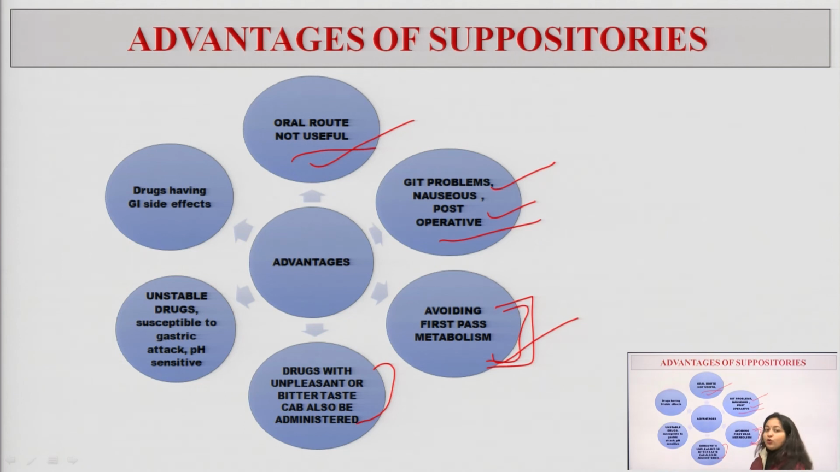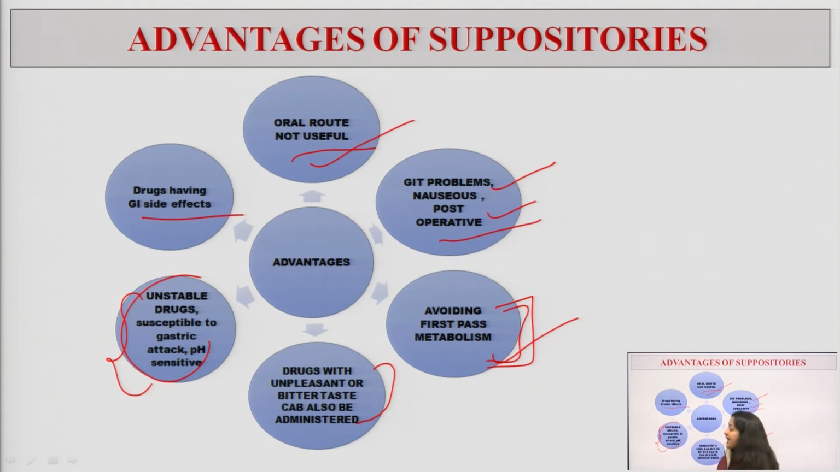Drugs with unpleasant odor or bitter taste can also be administered. So if a drug has an unpleasant taste and the patient does not accept that drug, in such cases also we can formulate the suppository of that particular medicament. Now, unstable drugs which are susceptible to gastric pH or to any sort of environmental acidity, for those the oral route is a big no, and we can go for the suppository route, or we can formulate the suppository. So avoidance of gastric pH can happen.